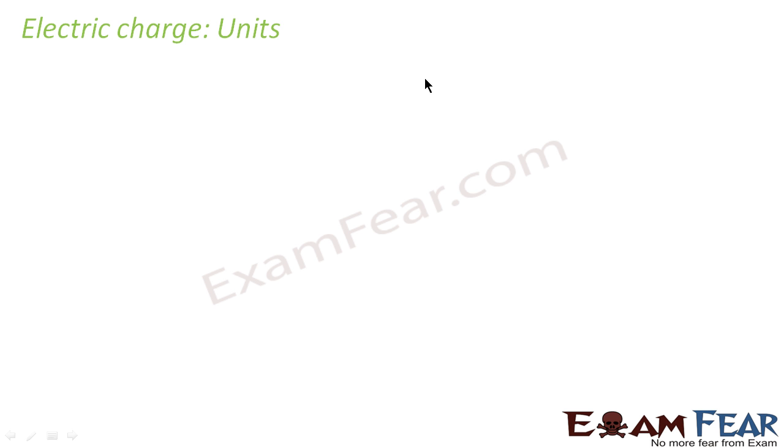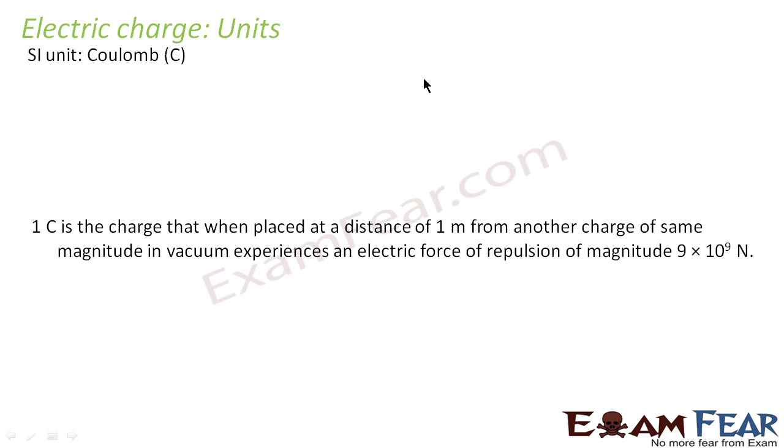When I talk of units of electric charge, the SI unit is obviously Coulomb, because Coulomb was the scientist who discovered this law, and this unit was named after him in his honor. So how do we define 1 Coulomb? There comes Coulomb's law. As far as magnitude is concerned, the electric force is equal to K Q1 Q2 divided by R square. Right now I am not considering the direction.